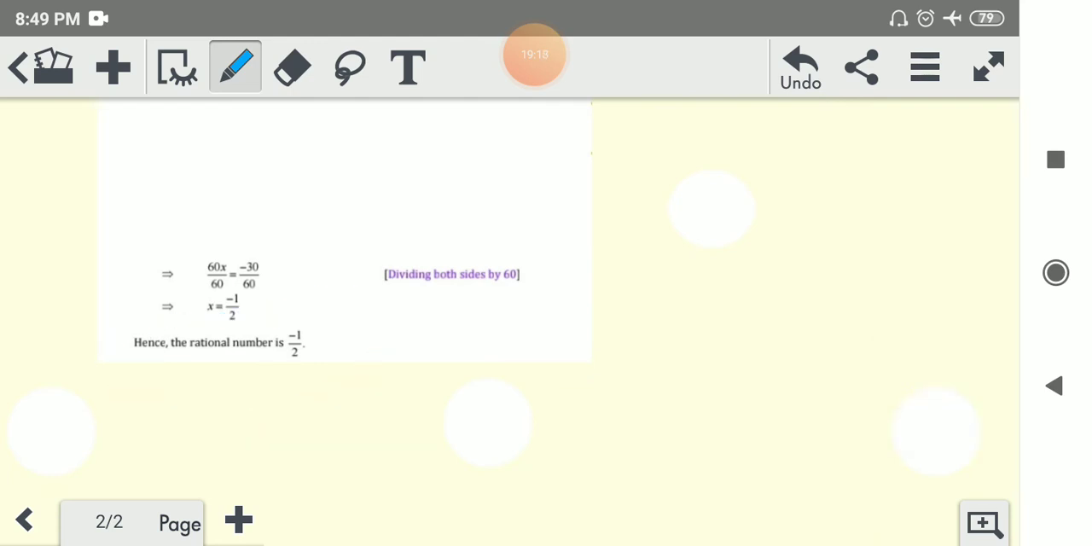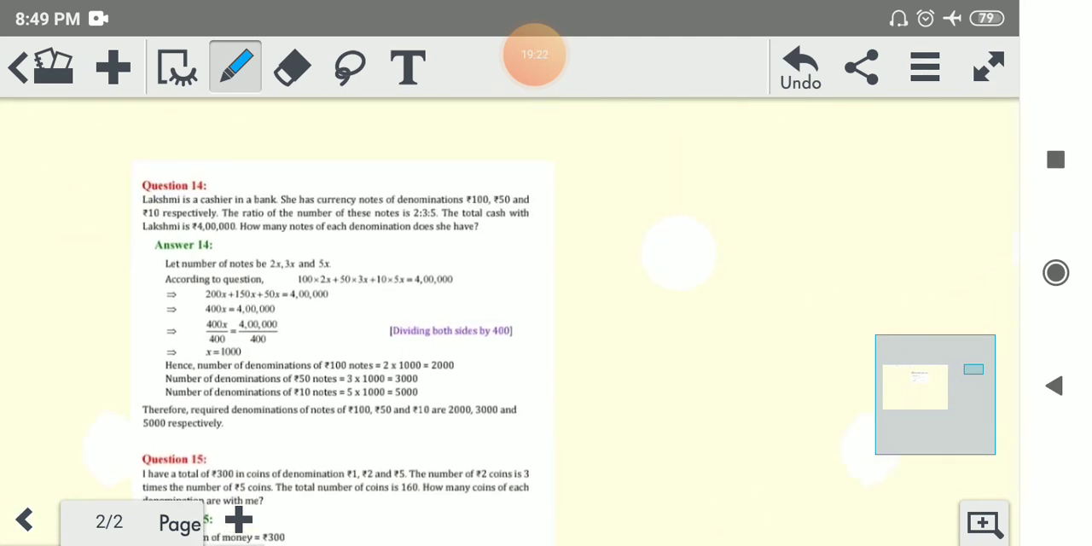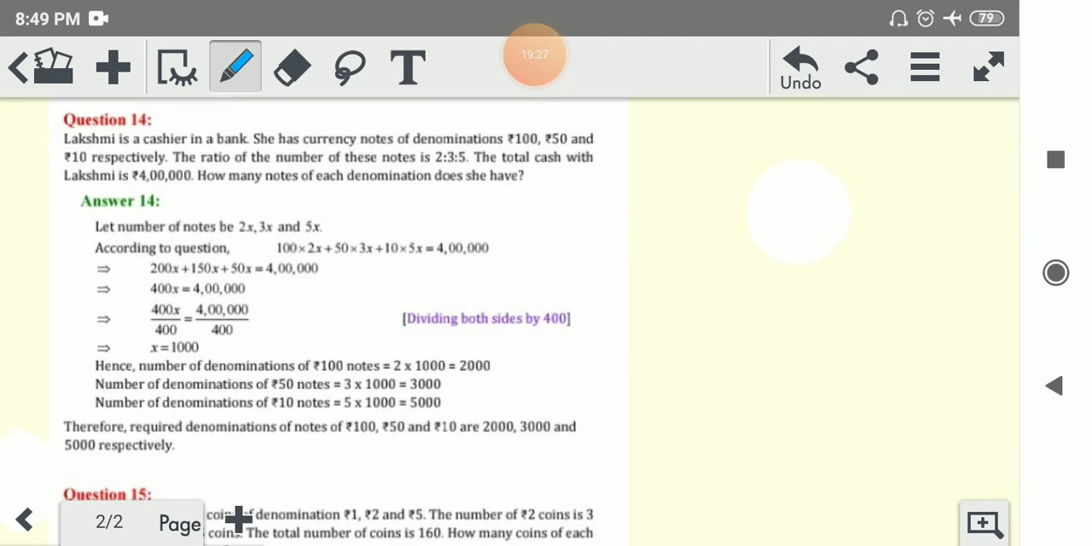Now question number 14: Lakshmi is a cashier in a bank. She has currency notes of denominations 100, 50 and 10. The ratio of the numbers is 2, 3, 5, and the total cash with Lakshmi is 4 lakh. Find the number of notes of each.